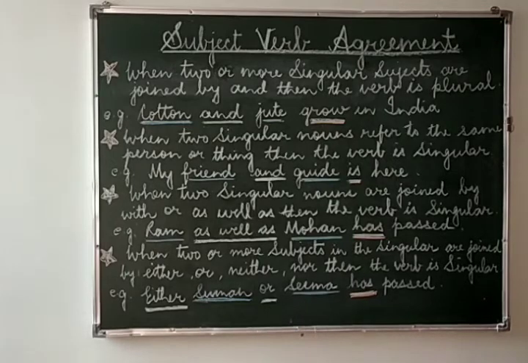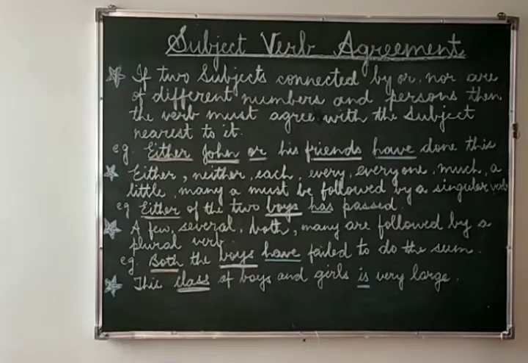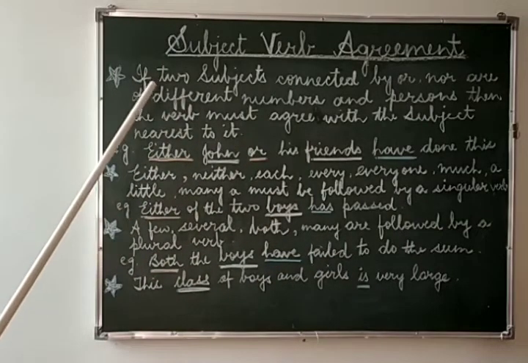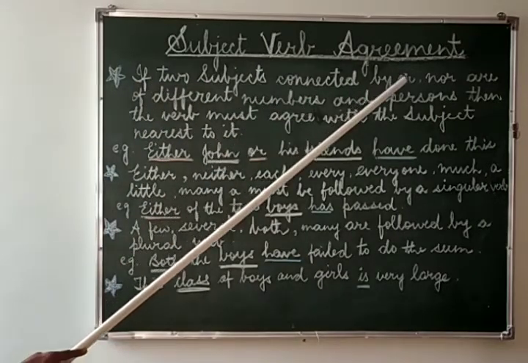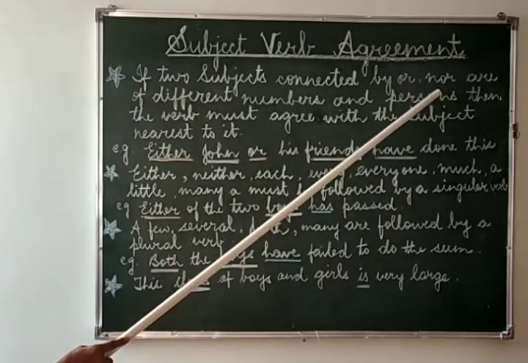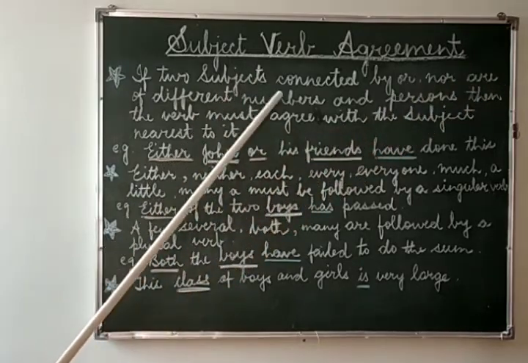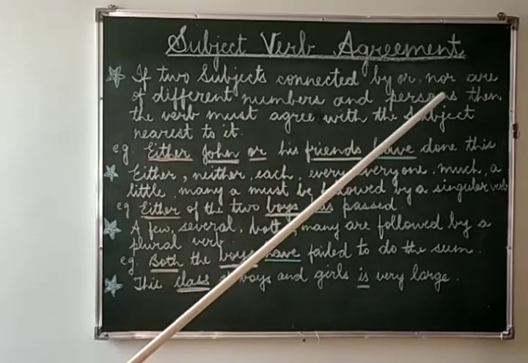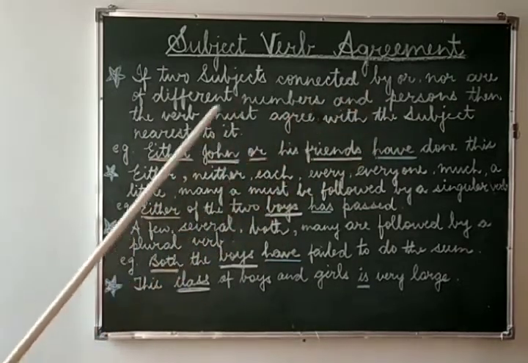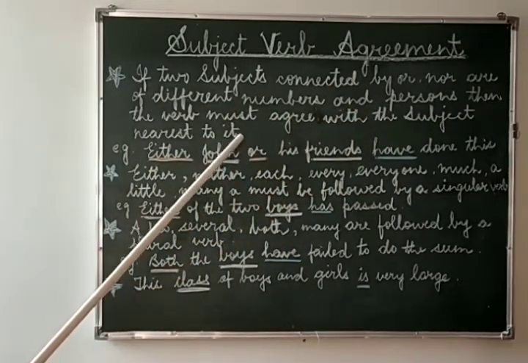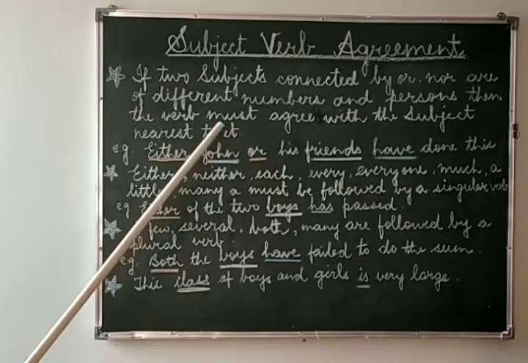Can you understand, children? Okay. Now let's see the next rule. It says if two subjects connected by or, nor are of different numbers and persons, then the verb must agree with the subject nearest to it. Now let's see an example and understand.